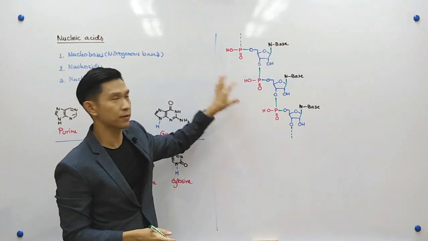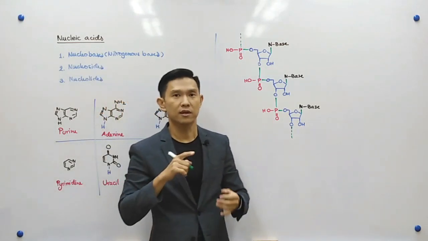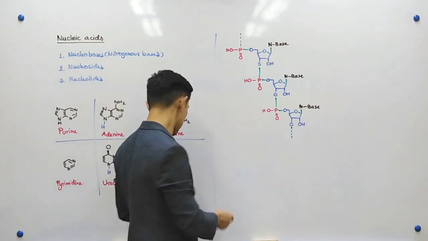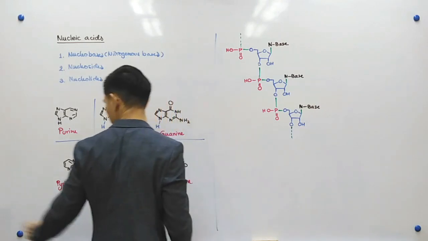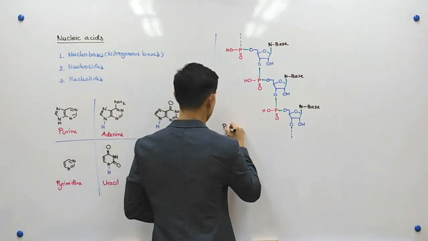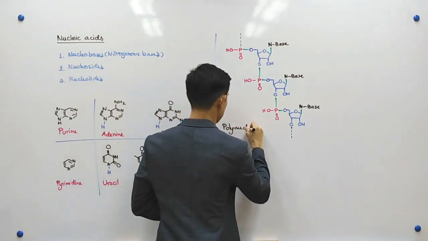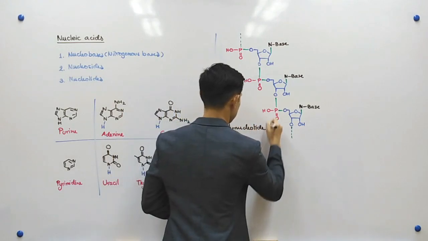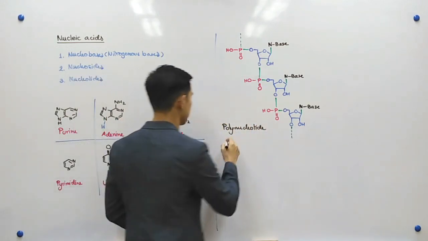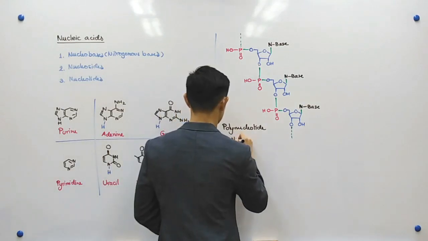So the monomer or the building block of this is called nucleotide. So this one can be called polynucleotide. Okay, so polynucleotide can be named as nucleic acid. Why?